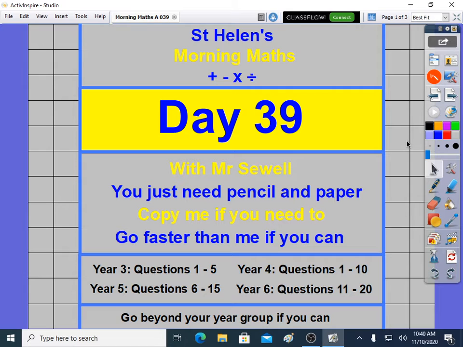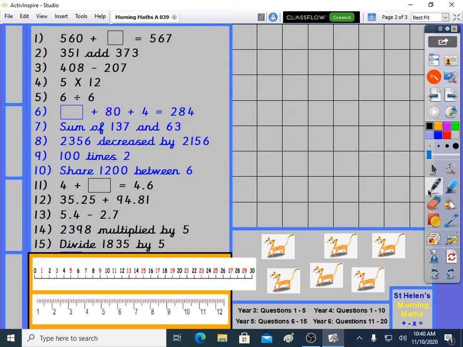You just need a pencil and paper, copy me if you need to, go faster than me if you can. The 39th day we've done this, if you've been with me since the start. That's a lot of great maths practice. There's no question you're better than you were at maths if you've done all this.